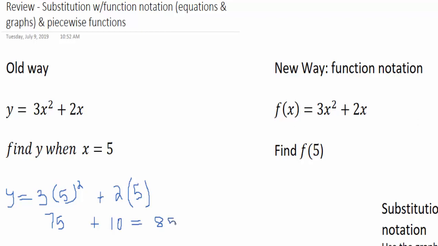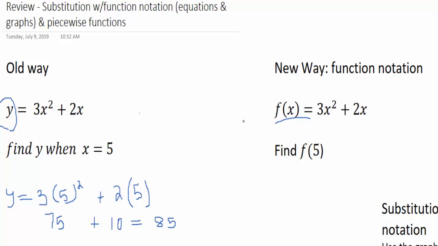Now, that is not the way we do things very often in college algebra. We're going to look at this new way using function notation. So let's compare these two setups. f of x equals 3x squared plus 2x. If you look at these two, the only difference is that y has been replaced with f of x. And then it says find f of 5.